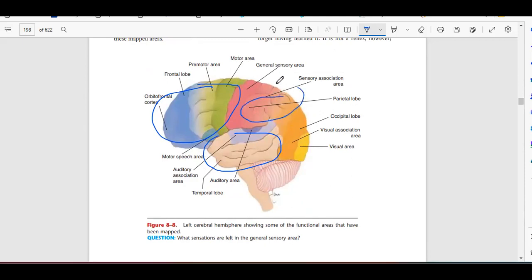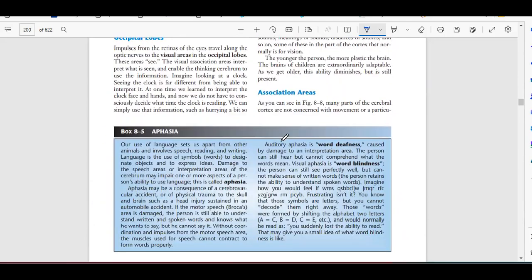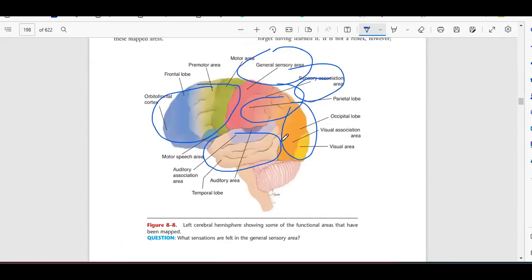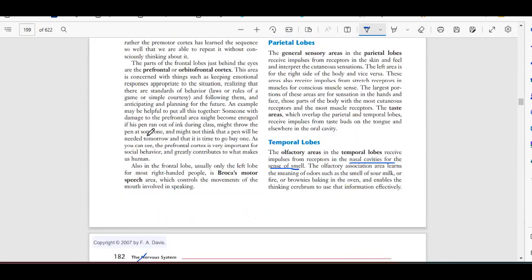The parietal lobe has the sensory association area, general sensory and main sensory area. Next we have the temporal lobe. Let's talk about the occipital lobe. What is the occipital lobe for? The occipital lobe is for visualization. It has the visual area and visual association area. This is the main important.